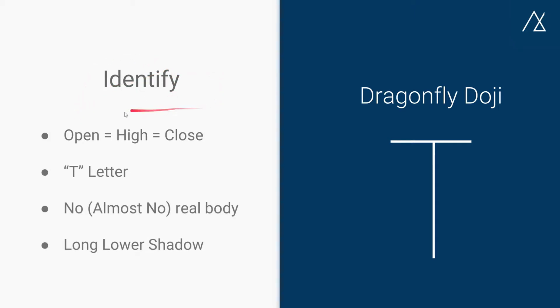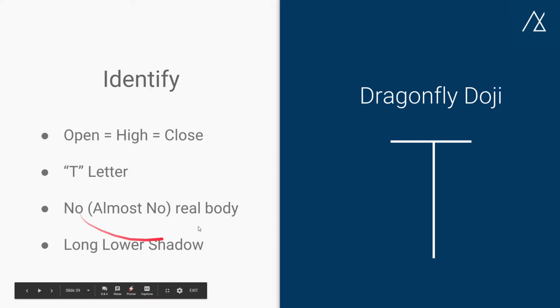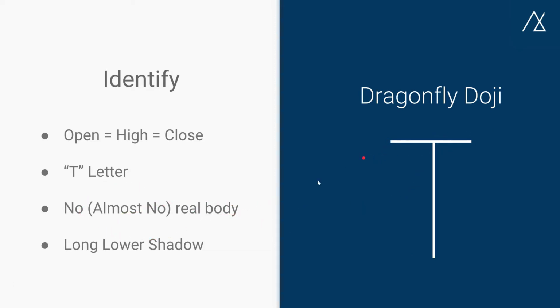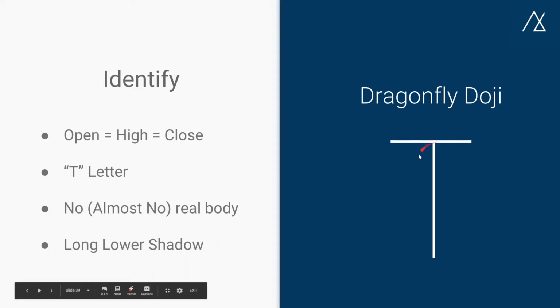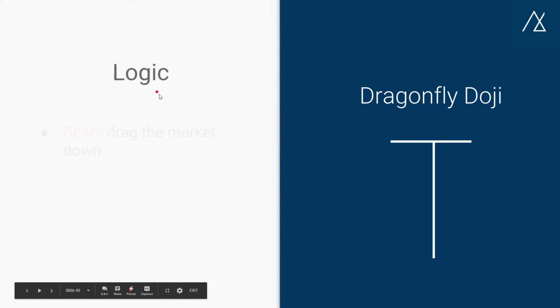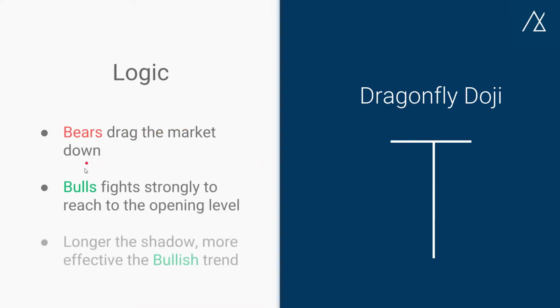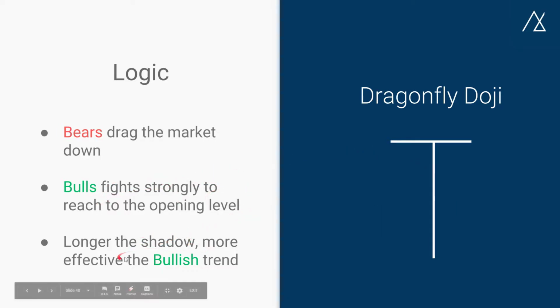These are a few characteristics. The first one is that the open equals the high equals the close, right? It is a T-shaped candlestick pattern, and there is almost no real body. The lower shadow here is very long, right? And what is the logic behind this? Bears have dragged the market down and bulls fight strongly to reach the opening level. Now the longer the shadow, the more effective the bullish trend. You can expect a more effective bullish trend.